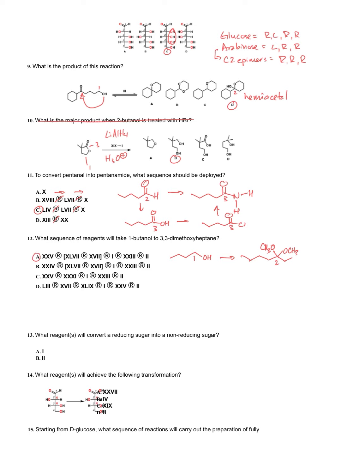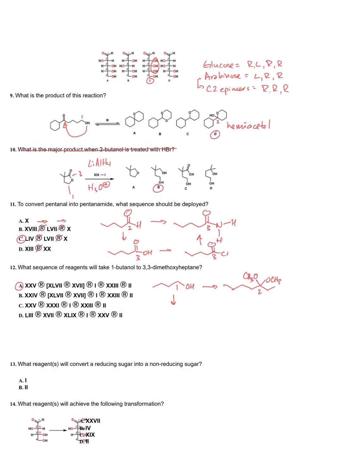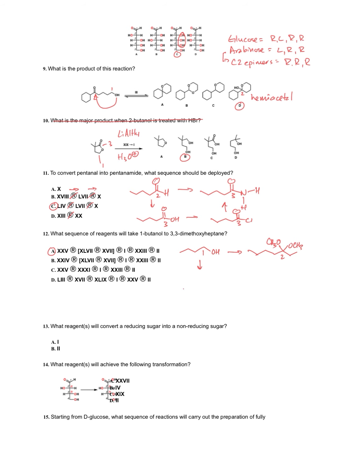We basically need to do an oxidation to the aldehyde, then do a Grignard addition to add in the 2 carbons, then do another oxidation to the ketone. And from there, we treat with the acidic methanol, and that generates the acetal, or in this case, the ketal.